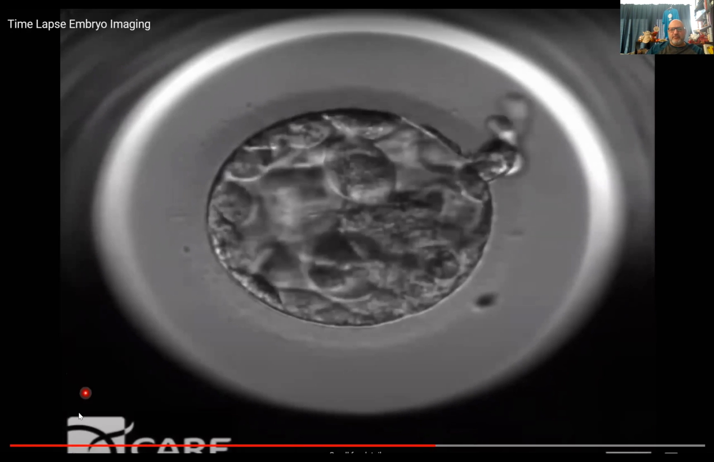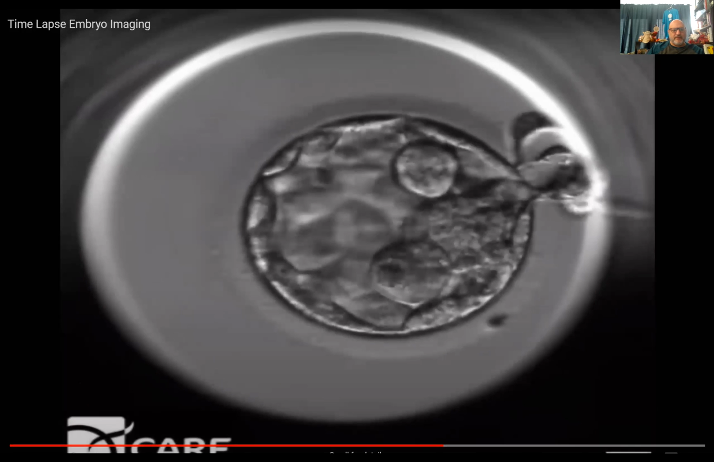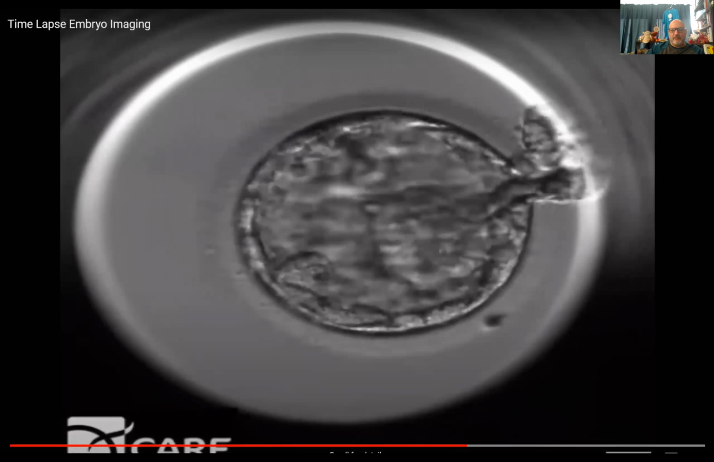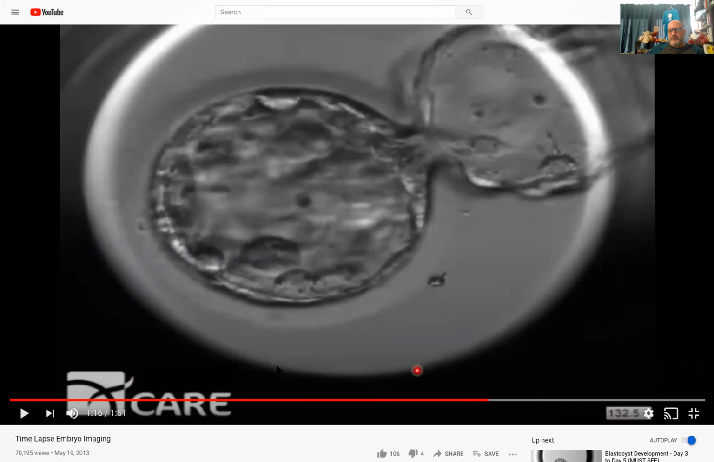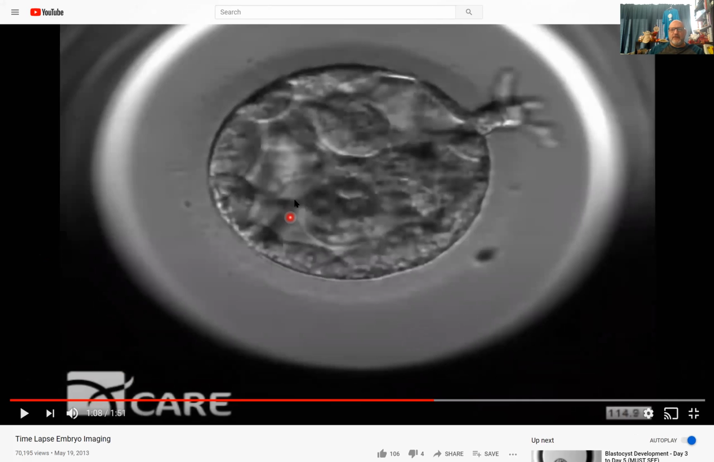Notice now the cells are pushing apart from each other. Too fast. Let's go back a little bit. So we are starting to get the formation of the inner cell mass. We can start to see the void that is the blastocyst cavity. The trophoblast is starting to form on the outside. And notice now, finally, it's starting to penetrate through and break out of that zona pellucida. And that process we call hatching.